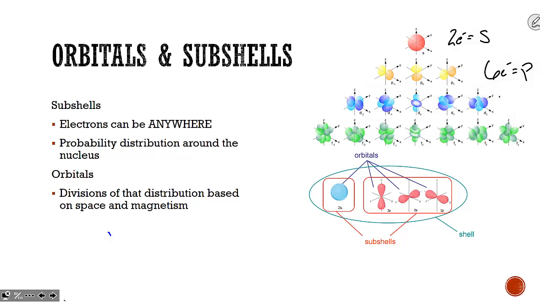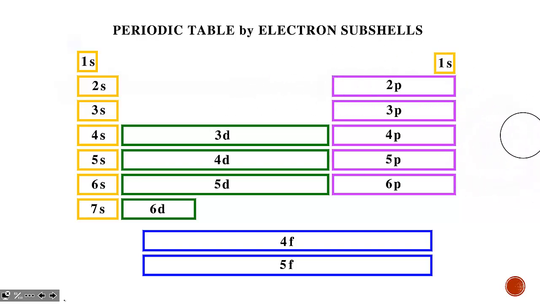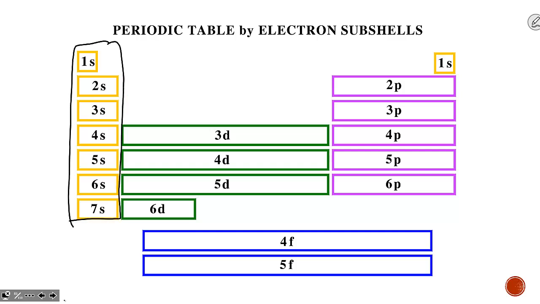A subshell that can hold 10 electrons is known as a D subshell, and a subshell that can hold 14 electrons is known as an F subshell. So the periodic table is actually broken into blocks to remind us of these subshells. The first two columns of the periodic table, including helium, would have electrons that fit in the first and second place around the nucleus. They would fit in an s orbital.